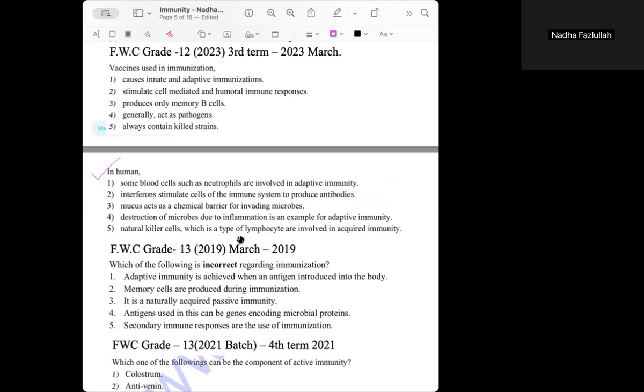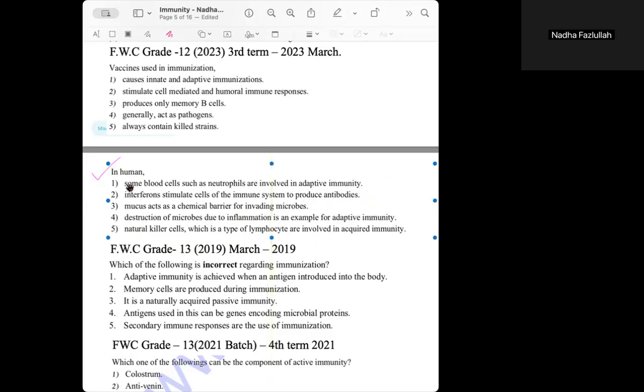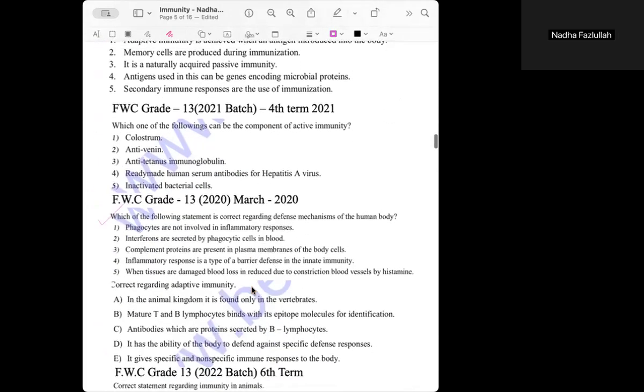Natural killer cell, which is a type of lymphocyte, yes, up to here it's correct, are involved in acquired immunity. No, they're not involved in acquired or adaptive immunity. They are coming under internal defense of innate immunity. So what is your answer? Your answer is the third one. So see, mucus is a chemical barrier for invading microbes, but mucous membrane is a significant physical barrier.